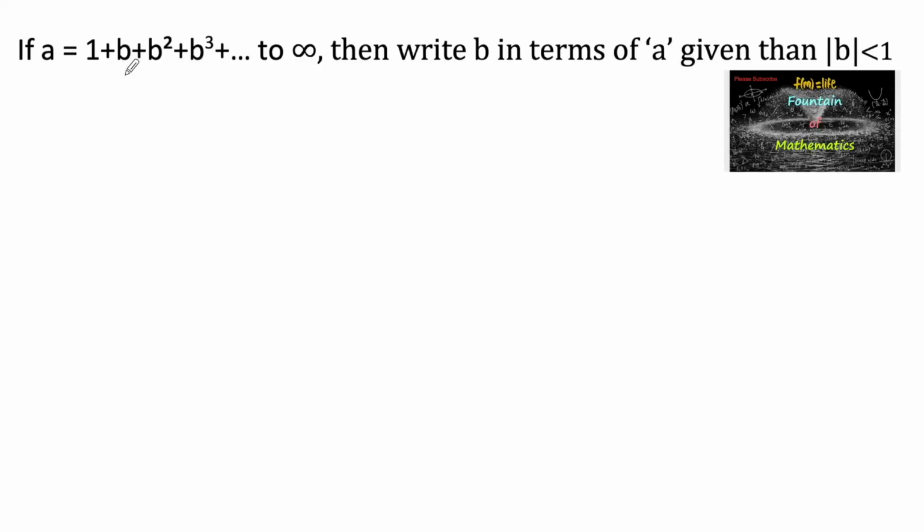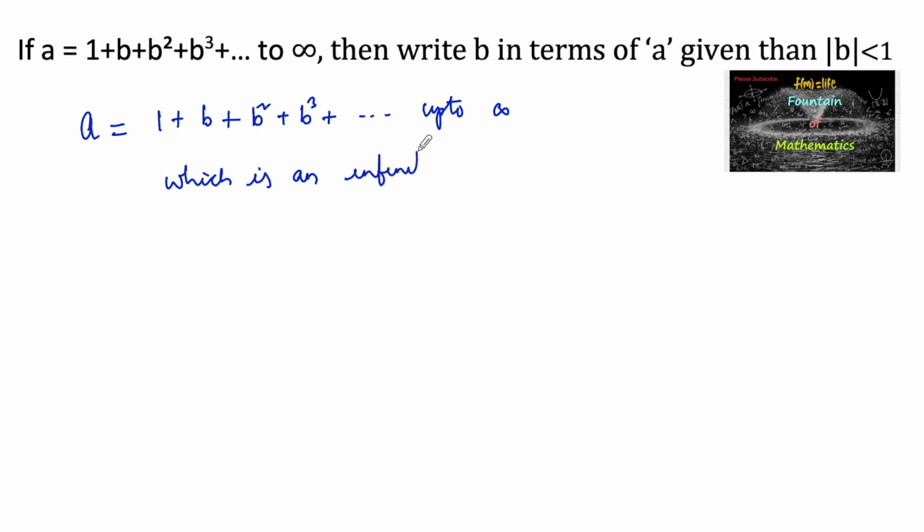If A is equal to 1 plus B square plus B cube and so on up to infinity, then write B in terms of A given that mod B is less than 1. So here given A is equal to 1 plus B square plus B power 3 and so on up to infinity, and clearly we can say that this series is a geometric series, which is an infinite geometric series.